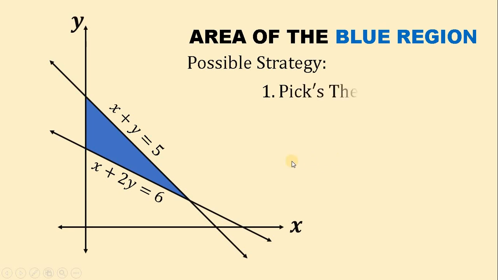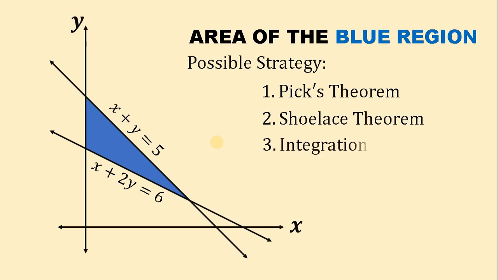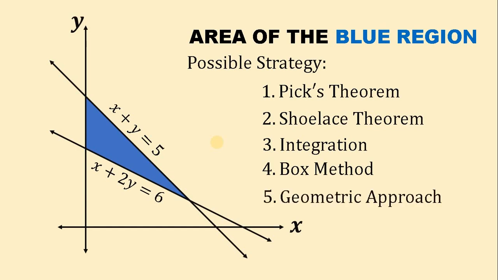The first one is we can use Pick's theorem. The second one, we can use the Shoelace theorem. The third one, of course, we can use integration. The fourth one is the box method or rectangle method. And the fifth one, we can use a geometric approach, or just find the height and the base of this triangle, then find the area. Now let's do first Pick's theorem.